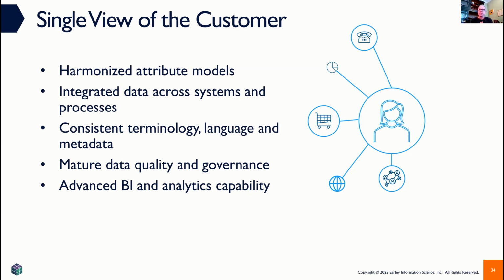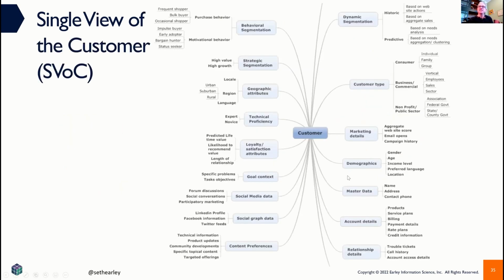It means we're using consistent terminology. And the customer metadata is as important as product metadata. We know product metadata can be a big challenge and a big problem. And we have to put the same amount of focus and intention around customer data and customer attributes. It requires that we have mature data functions and governance processes and policies, and we have to have the analytics capability so that we can make sense of this.